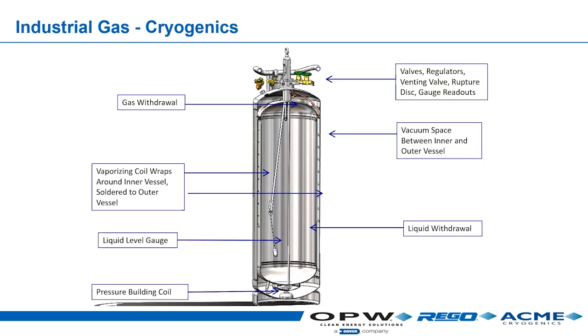So this is a quick side view of a liquid cylinder. At the very top is all the hardware, and that's everything that Rego sells. You've got a gas withdrawal line. This is just a side diagram to show you what the inners look like, where the soldered vaporizers go around. A liquid cylinder is going to have a liquid level gauge. The pressure builder is always at the bottom of the tank because it's going to pull the liquid through gravity and have it go through the vaporizer to change it to a gas. You have a liquid withdrawal line, and then you've got the vacuum space or the annular space in between the two.